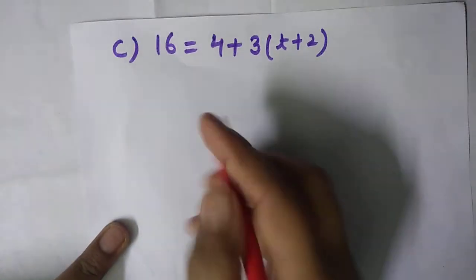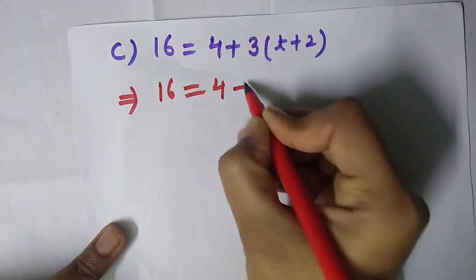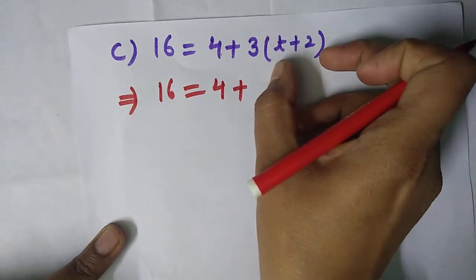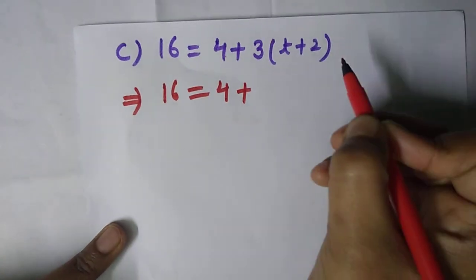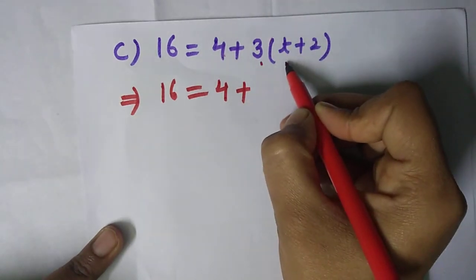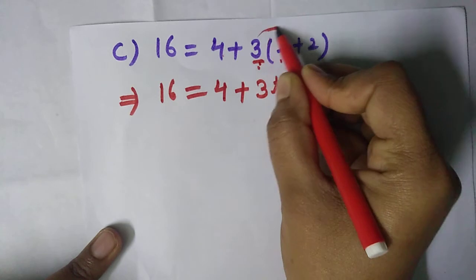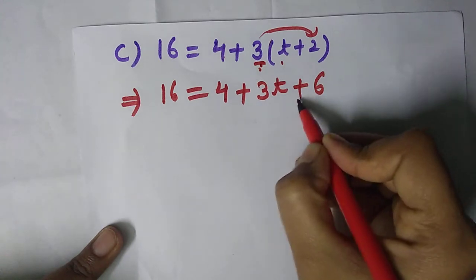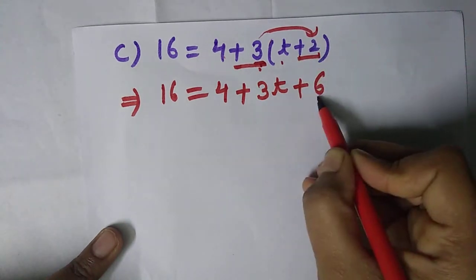Now how will you do it? This will remain 16, and this will remain 4. Now this 3 is in multiplication with the complete bracket, with the terms in the bracket. So how will you multiply this 3? Again I will apply the distributive law. First, 3 is multiplied with t, so 3 into t is 3t. Then this 3 is multiplied with plus 2, so 3 into 2 is 6. Remember, be careful with the sign. Here we are multiplying two positive numbers, plus 3 and plus 2, so it will be plus 6.